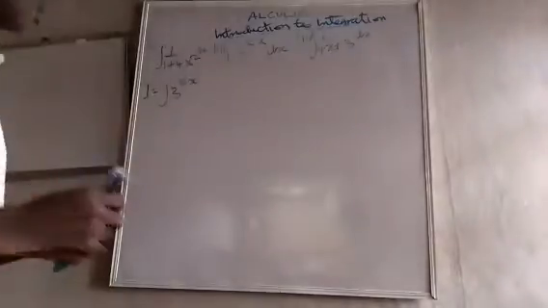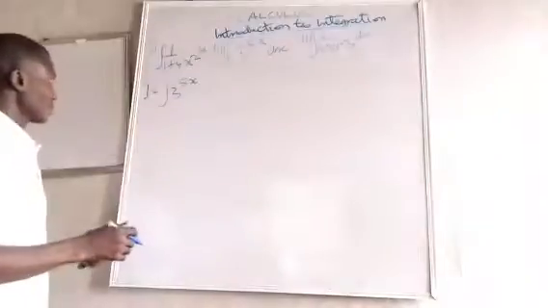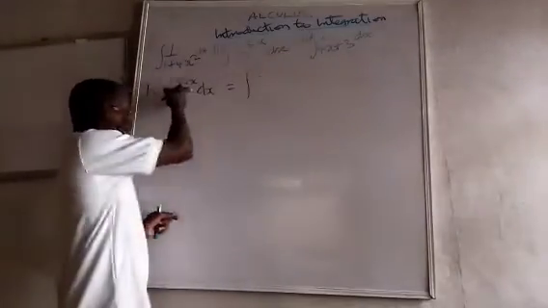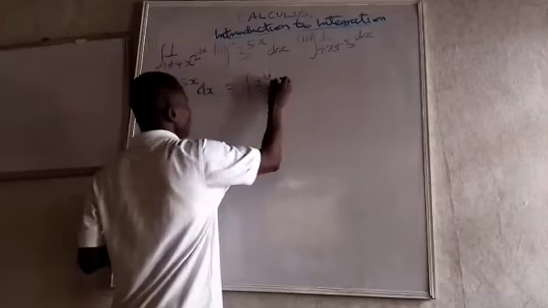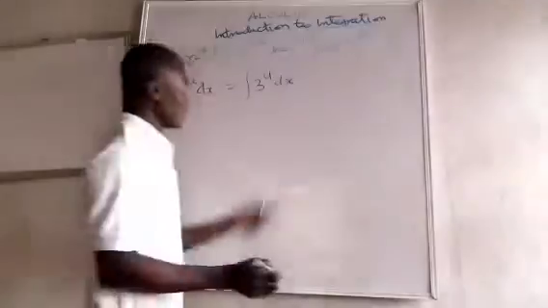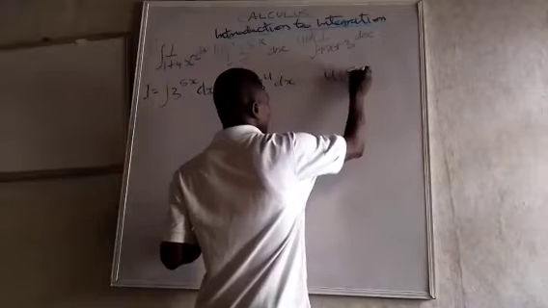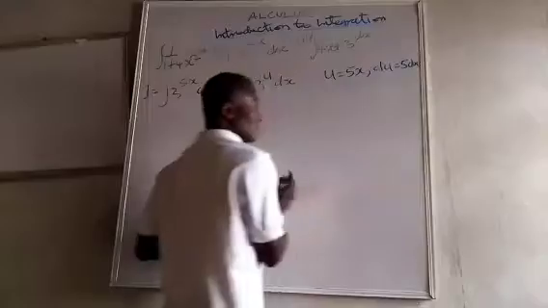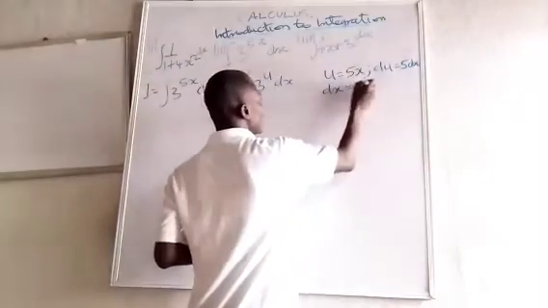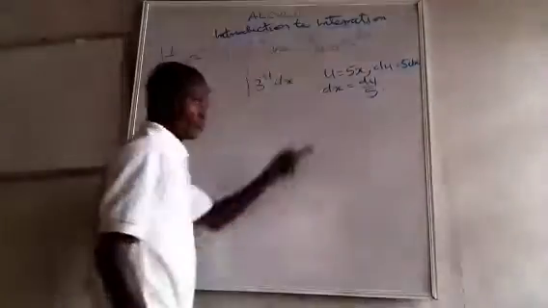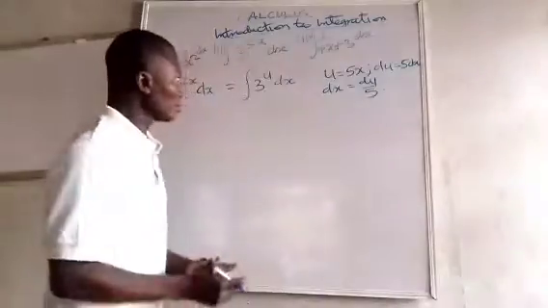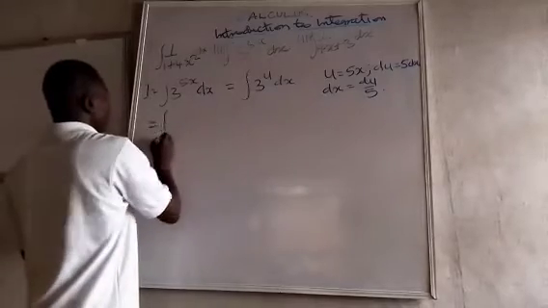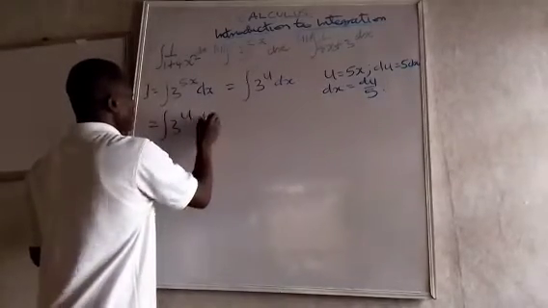So we have another one. I equal to the integral of 3 raised to power 5x dx. You can see. So dx is equal to du over 5. Or you can write du dx is equal to 5. So it goes like that. Now, I can make my substitution here. So this one will now be equal to 3 raised to u du over 5.